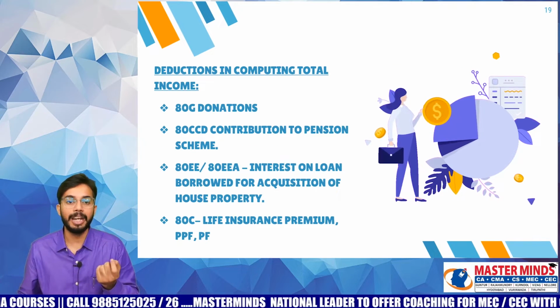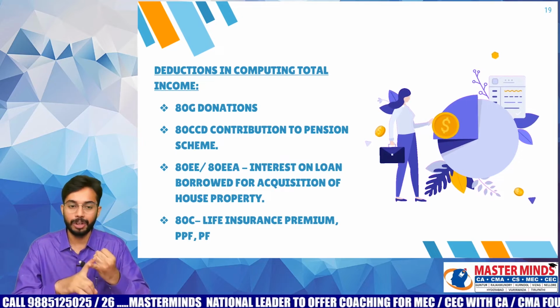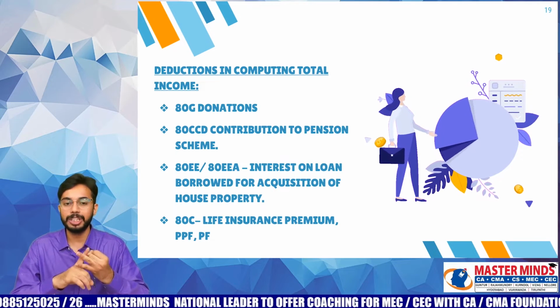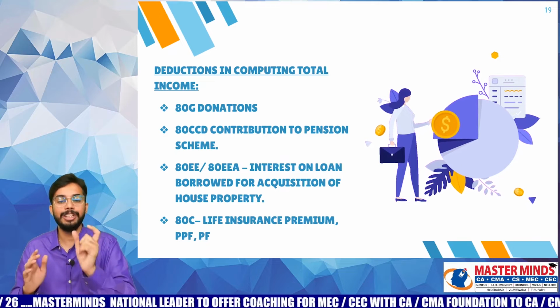Next, start preparing for chapter 6A deductions. In that, important concepts are 80G donations, 80CCD contribution to pension scheme, 80EE and 80EA, 80C life insurance premium.